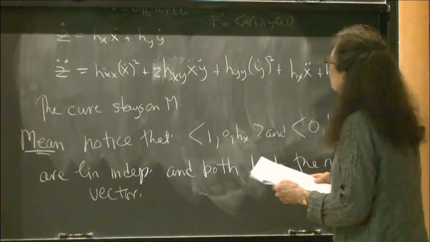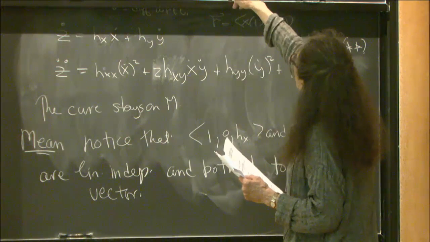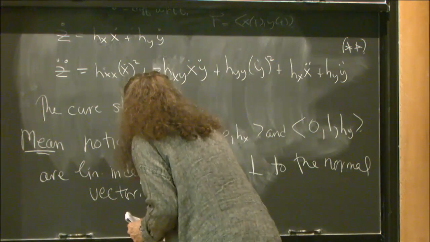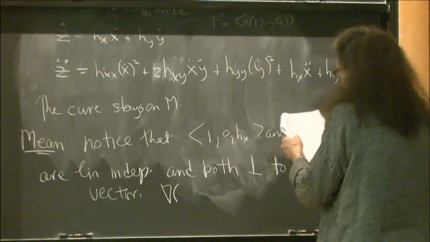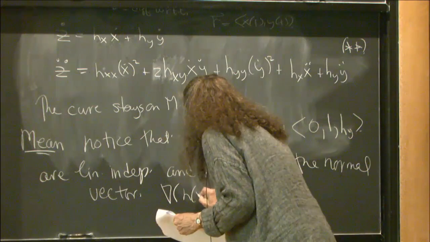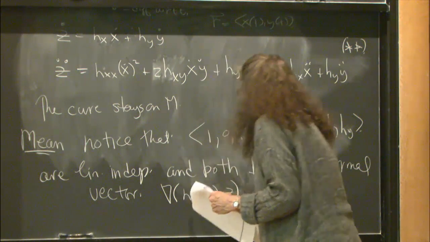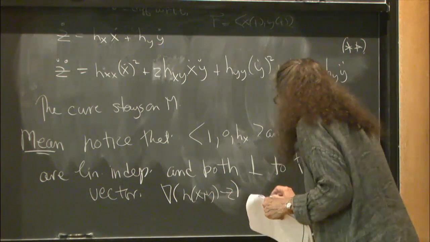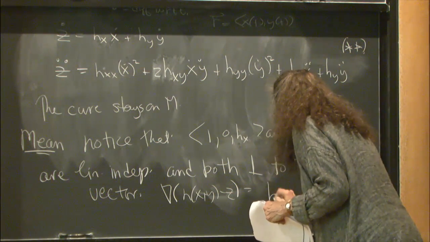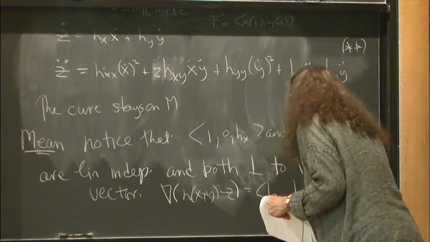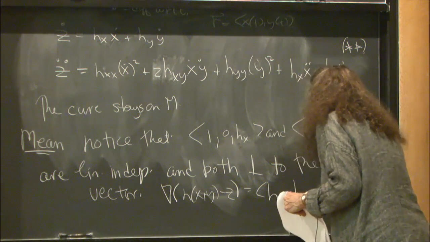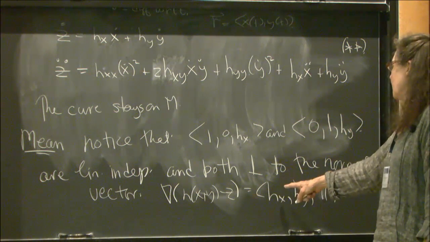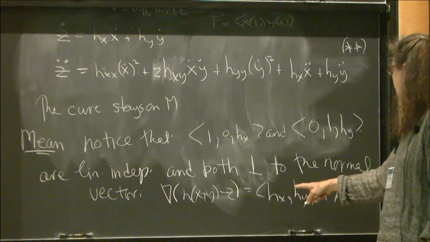What's the normal vector to the surface? The surface is given by z equals h of x and y, so the normal vector is the gradient of h of x, y minus z. The surface itself is a level set of this function. So we take the gradient and we get h sub x, h sub y, comma minus 1. So these two vectors are linearly independent, and they're both perpendicular to this.